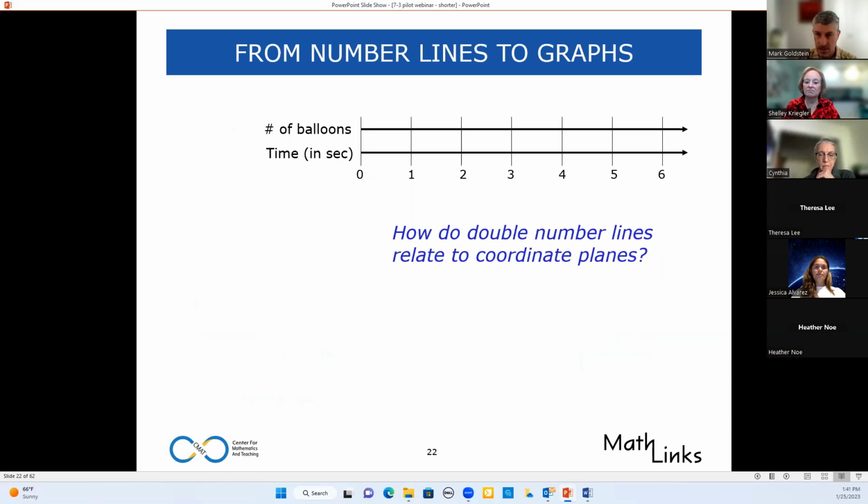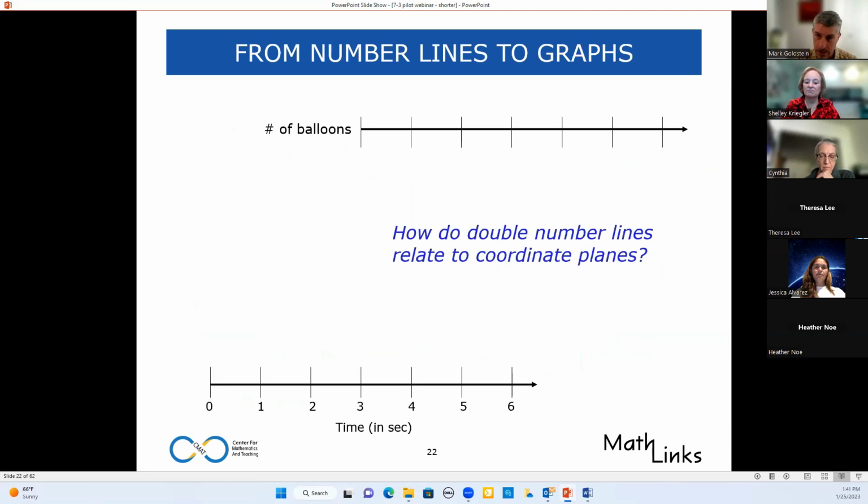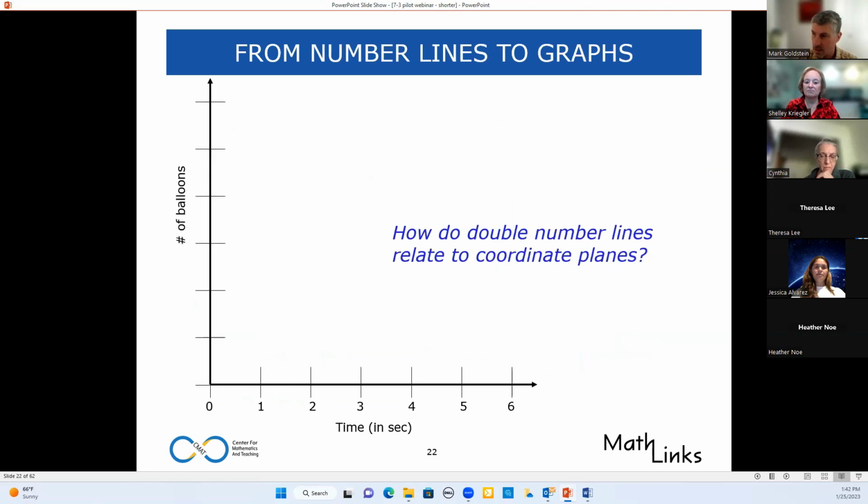And I want to show you this. I think it's a pretty cool connection that we don't see too often. But if you look at this time axis, I'm going to move it down here. And I'm going to take this number of balloons number line and move it over here. And so these graphical representations of a double number line and a coordinate plane are related very closely with this relationship that is proportional.